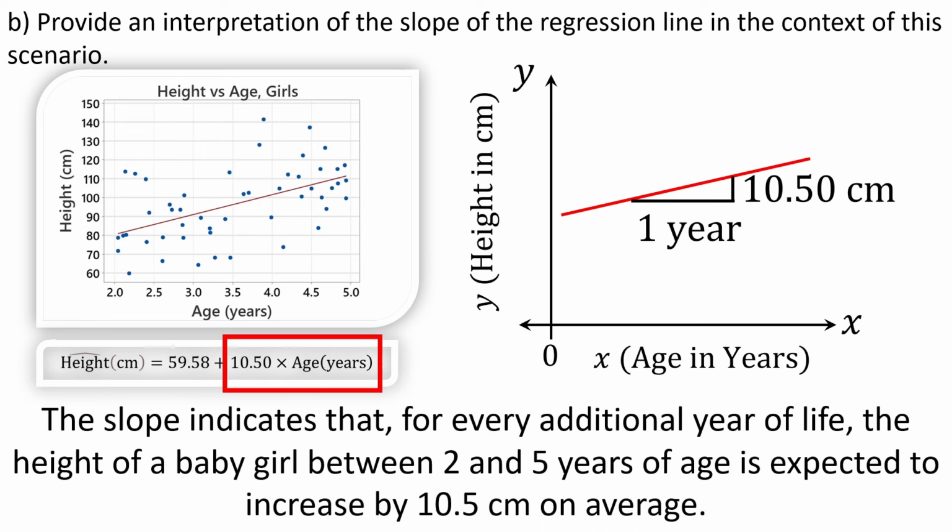Right, so the slope indicates that for every additional year of life, the height of a baby girl between 2 and 5 years of age is expected to increase by 10.5 centimeters on average. So that kind of answer gives you all of the context of the scenario. That's the kind of answer I'll be looking for on the final.